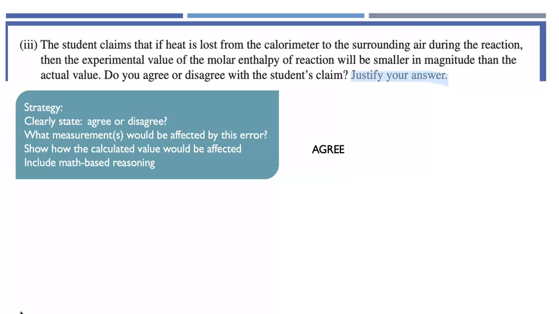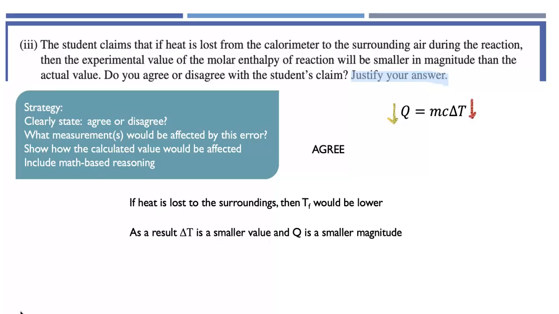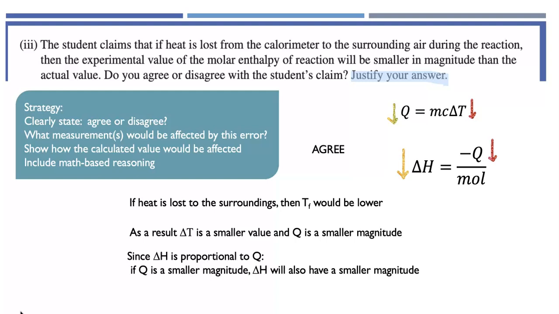So I agree with the student here. Let's go through how we know that. If heat is lost to the surroundings, then the final temperature that we measure for the water would be lower. Thinking about Q equals MC delta T, if T final is lower, then delta T is lower. And if delta T is a smaller change, then Q is going to be a smaller magnitude. We also know that delta H is negative Q over moles. So if Q has a smaller magnitude, then delta H will have a smaller magnitude because they're proportional to each other. And so we can back this answer up. Little diagrams might help you work through your answer, but you really do need to have your answer in words.